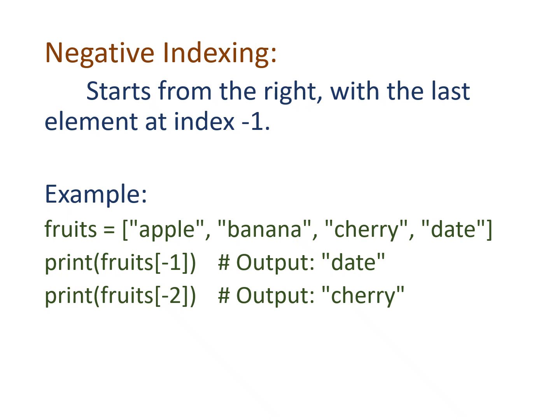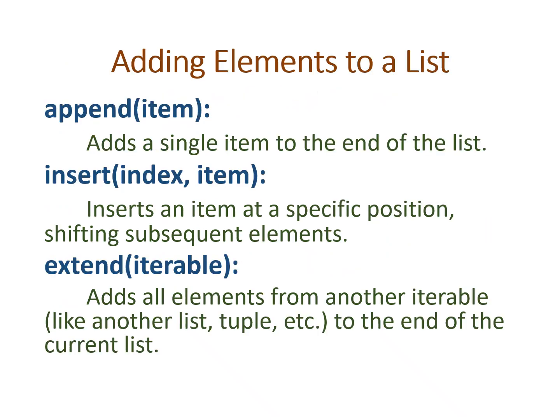And second, if we print -2 index from fruits, it gives the output cherry.